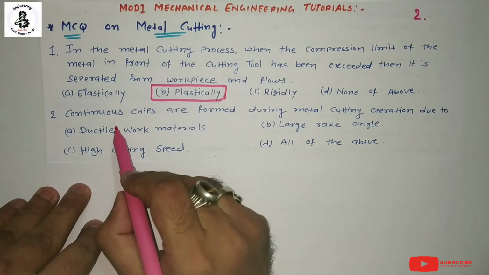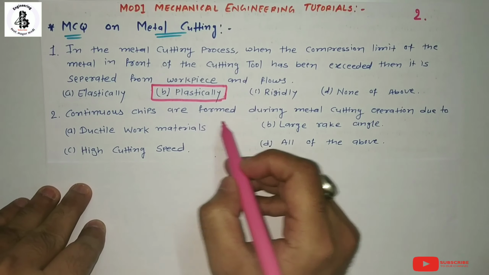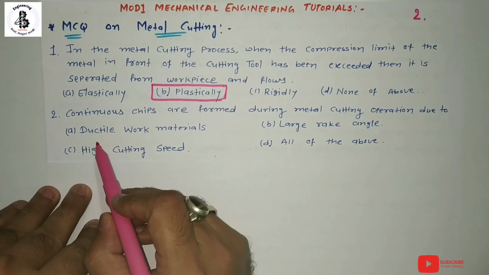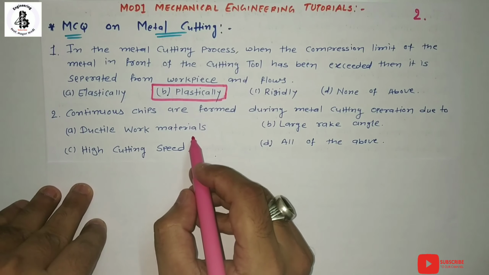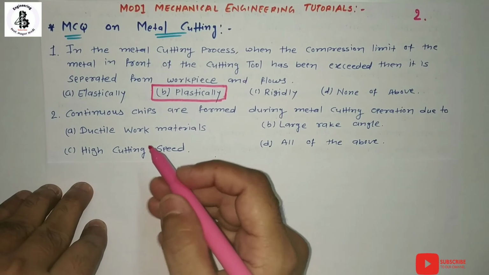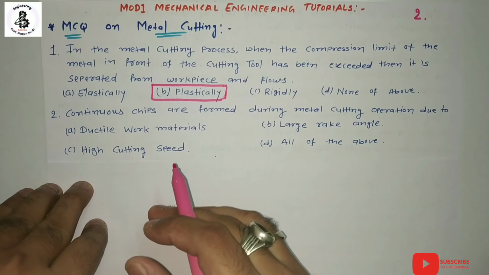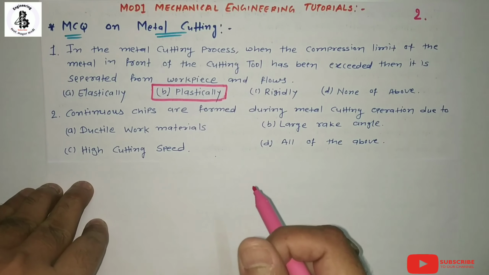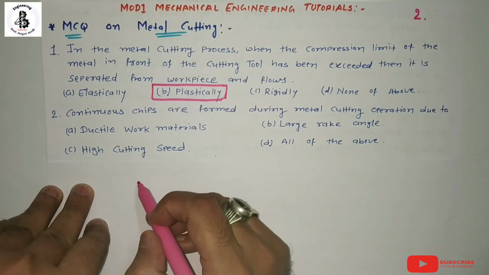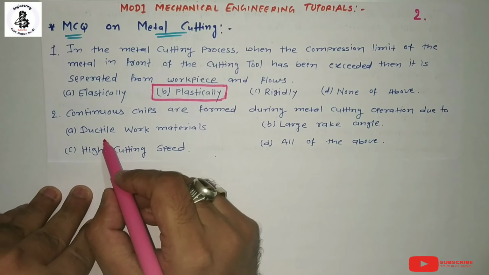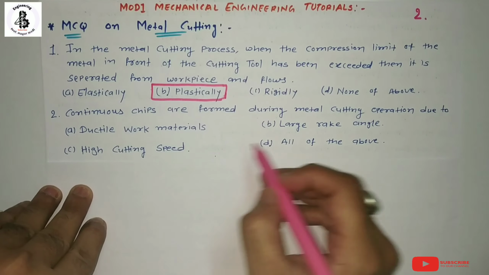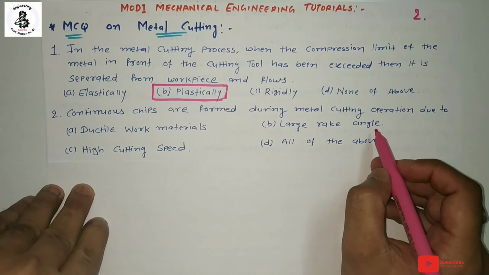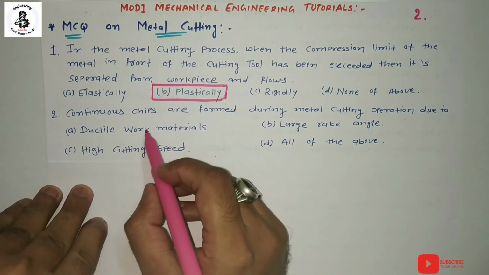Second question: continuous chips are formed during metal cutting operations due to, first one, ductile work material. In my previous lectures on continuous chips and discontinuous chips, we already discussed this in detail, so you should find the link in my description. That is one of the factors: ductile materials form continuous chips. Then second, large rake angles. That is also a factor affecting the making of continuous chips.